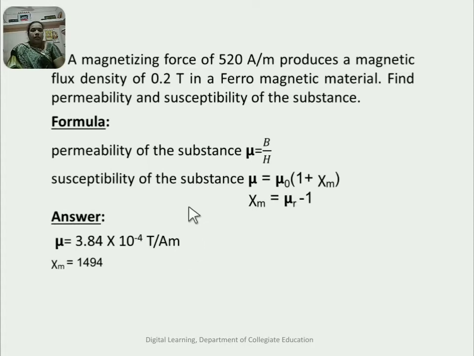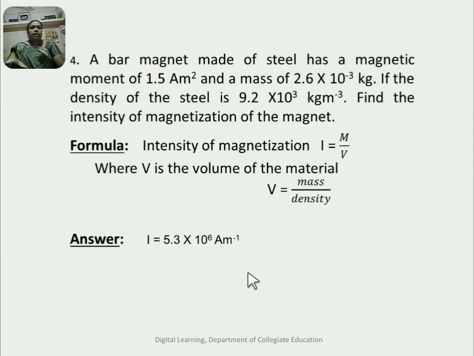Then susceptibility of the substance is given by mu is equal to mu naught into 1 plus psi. It is modified as psi is equal to mu r minus 1. Mu r is calculated by using the formula mu divided by mu naught. Here mu is equal to this one. Mu r is equal to 4.2 into 10 to the power minus 7. After substituting the values in this expression, lastly we get psi as 1494.